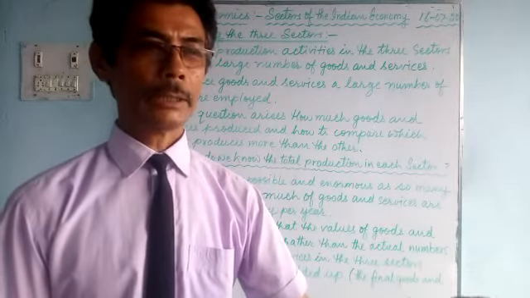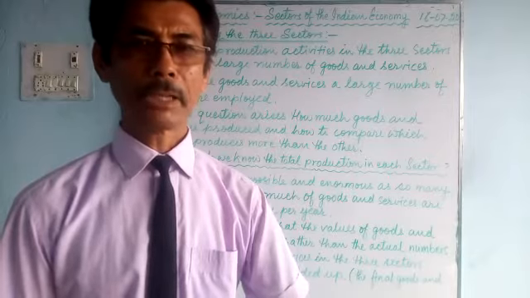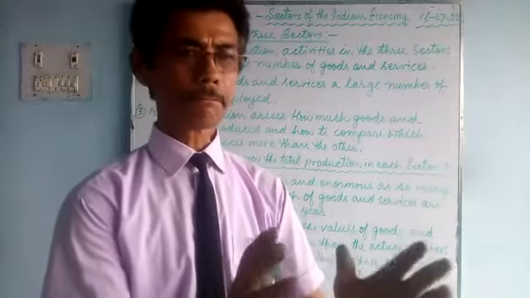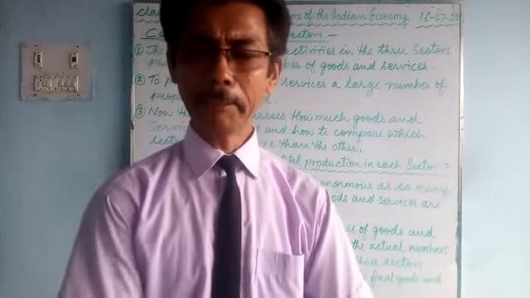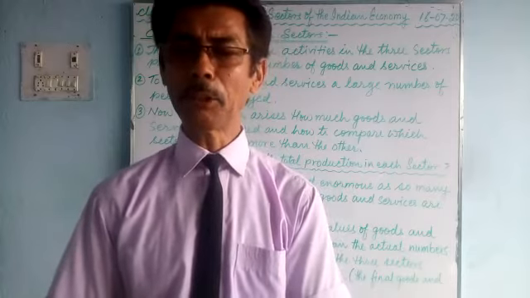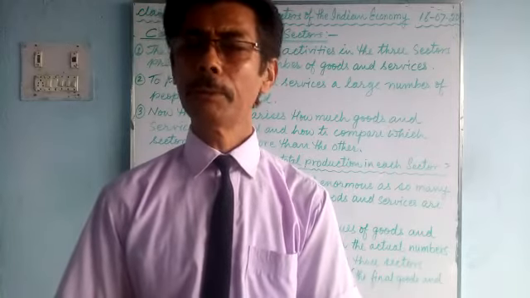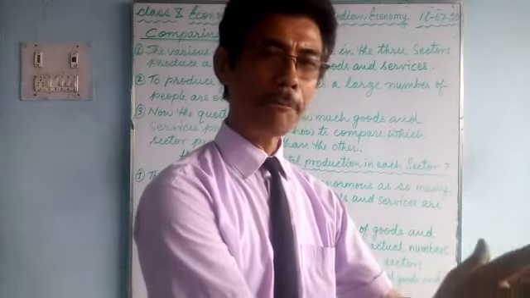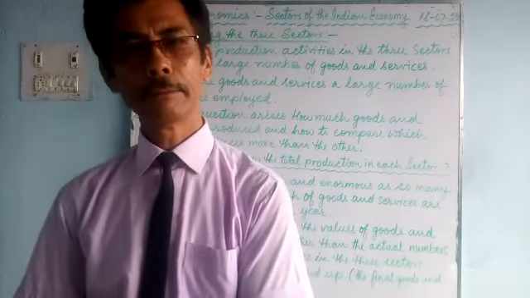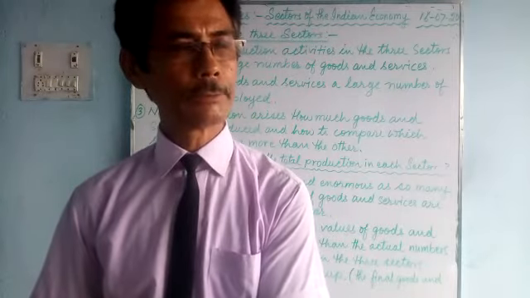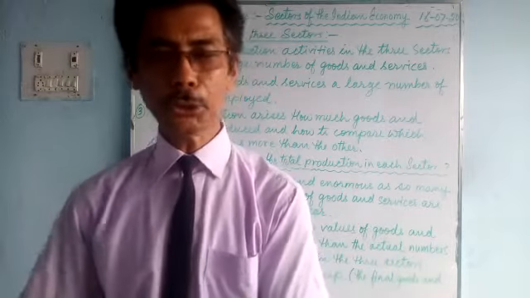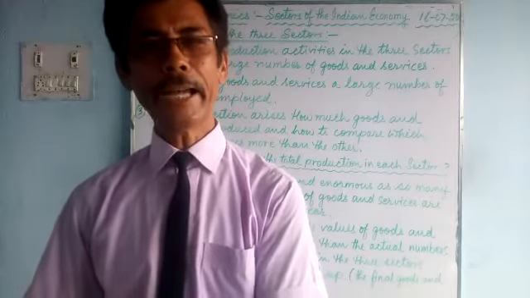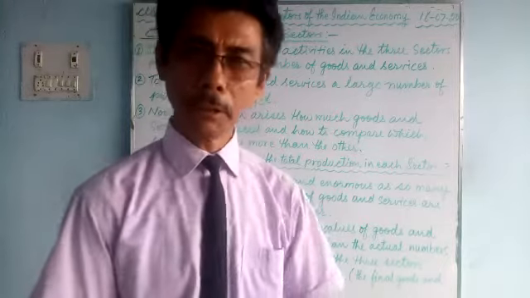That means the 8 rupees should not be counted. It should be counted as 15 rupees per packet. So with 1 kg of flour, he made 4 packets of biscuits, 15 rupees each. 15 into 4, 60 rupees. So he purchased the flour paying 8 rupees, and now he is selling at 60 rupees. The 4 packets of biscuits he prepared and sold at 60 rupees, that value is counted, not 8 rupees. The final product is that.